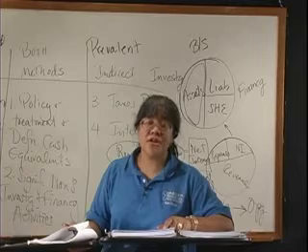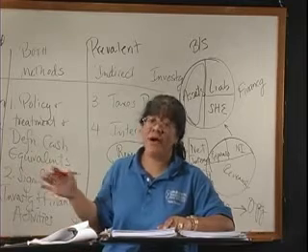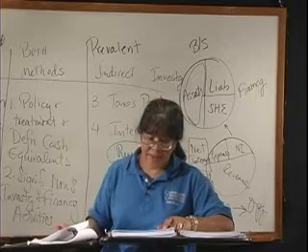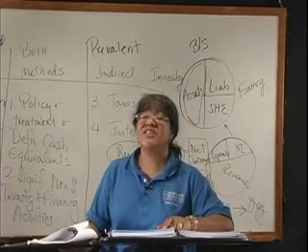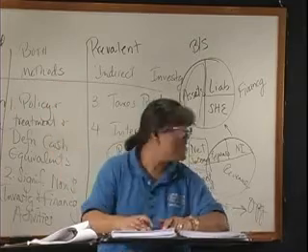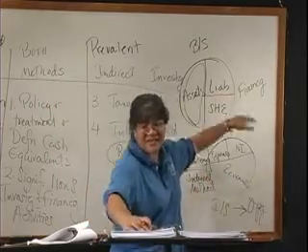Proceeds from issuing short-term debt, as long as it's not accounts payable, but short-term debt like short-term notes payable, that's a debit to cash, credit to notes payable. Proceeds from issuing long-term debt, such as bonds payable, debit to cash, credit bonds payable. Remember, these are all liabilities, so that's why they're financing.